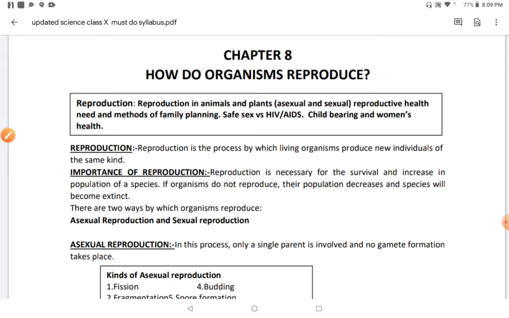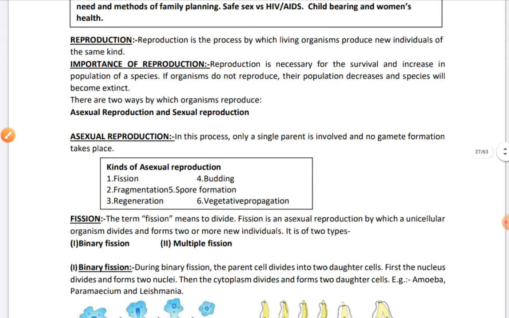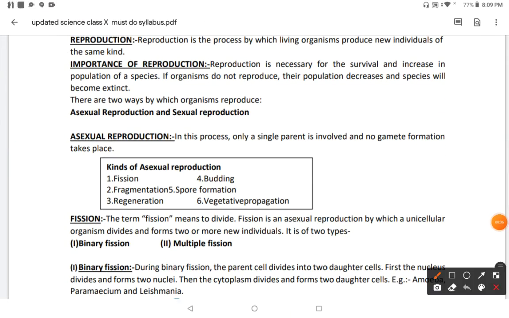So reproduction is of two types. One is sexual, the other is asexual. First of all, we will discuss asexual reproduction. It is the process where only a single parent is involved and there is no formation of gametes.